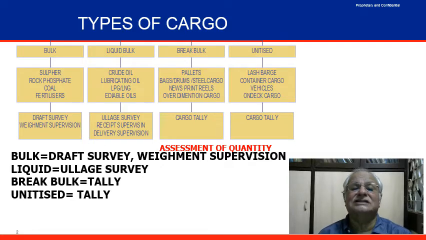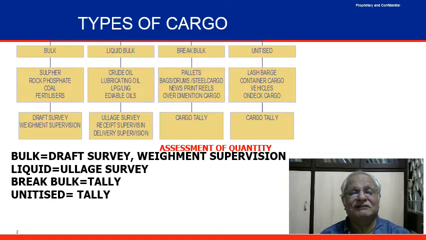The fourth is unitized cargo. Maybe it is over-dimensional cargo or containerized cargo. There are different types of containers. You should know that open top containers or flat rack containers are to be considered in all respects as on-deck cargo, whereas other containers are not to be considered as on-deck cargo.